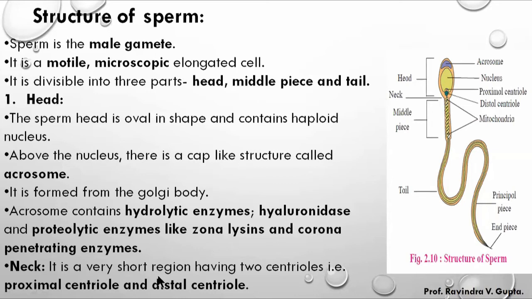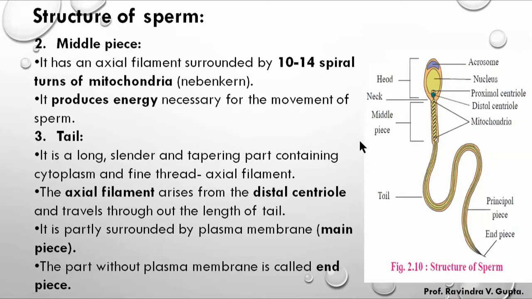So the neck is a very short region having two centrioles, that is the proximal centriole and the distal centriole. Now you can see in this diagram that this part consists of two centrioles, the upper part is the proximal centriole and the lower part is the distal centriole. So this is all about the neck region. What is the function of the proximal and distal centriole?